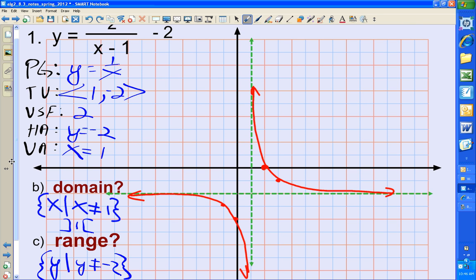How about questions on that? Yes, sir. Yeah, so hyperbolas never touch the graph.